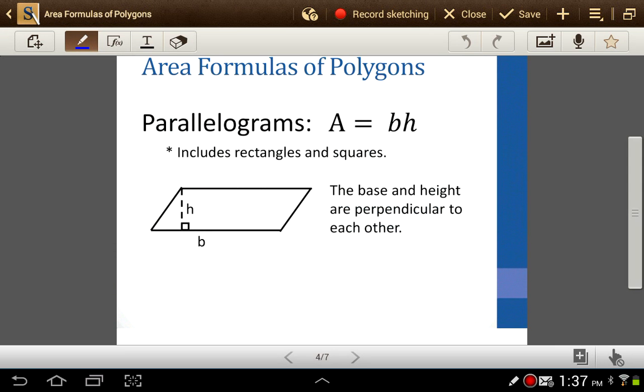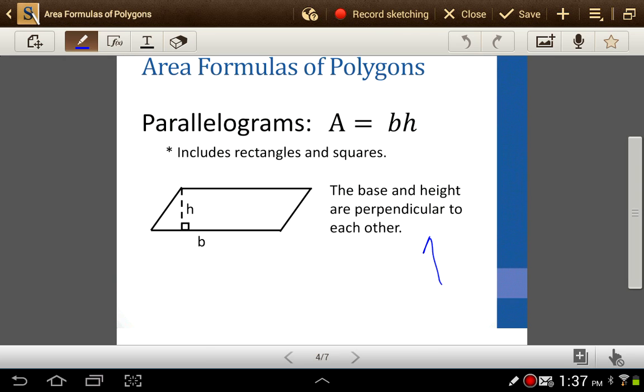Next, let's talk about parallelograms. My formula for a parallelogram might look similar to the triangle without the 1/2. Parallelograms, remember, includes rectangles and squares. So rectangles and squares are still in parallelograms, so they're still following the same rule. The formula for the area of a parallelogram is area equals base times height. Area equals base times height. How do I find my base and height?